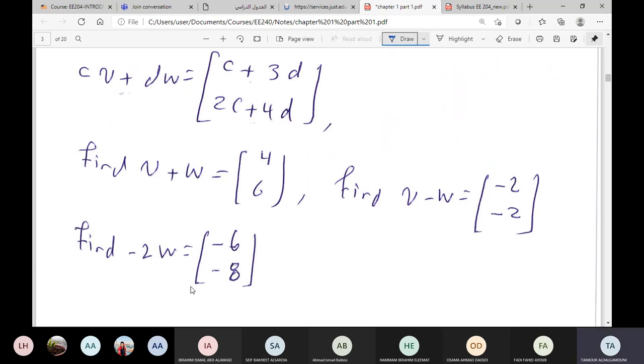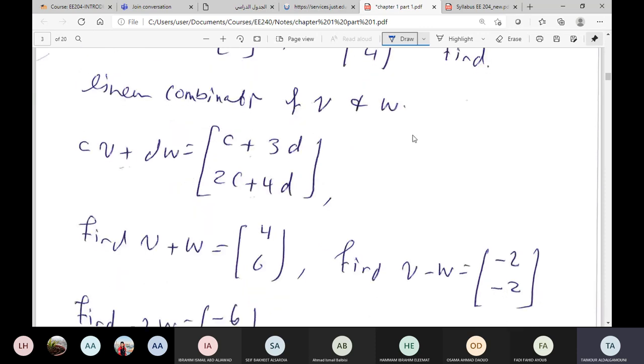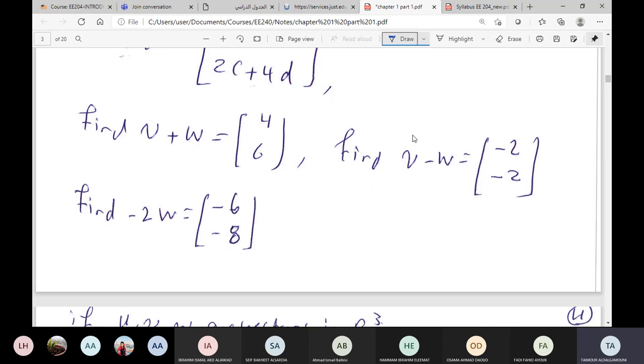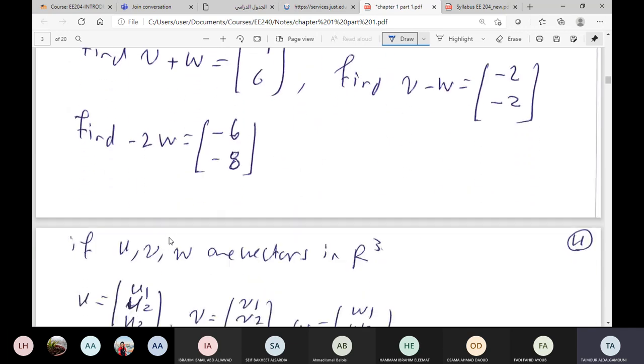Okay. So here we say find V plus W. We add the corresponding components together. 1 plus 3 is 4. 2 plus 4 is 6. Find V minus W. 1 minus 3 is minus 2. 2 minus 4 is minus 2. Find minus 2W. If we look at W here, W is (3, 4). If we multiply it by minus 2, it will be minus 6 and minus 8.